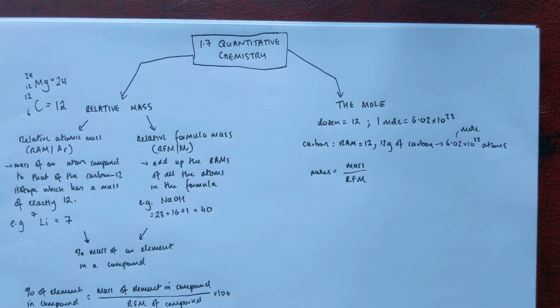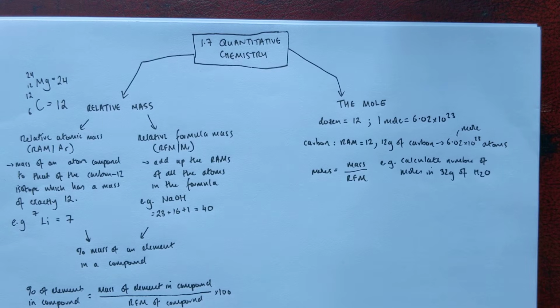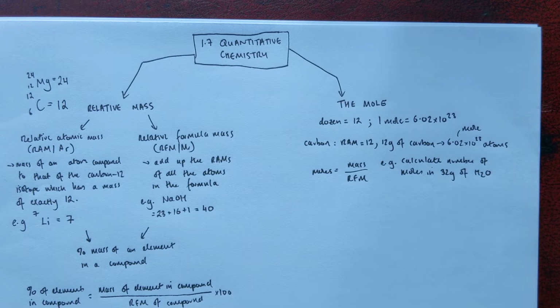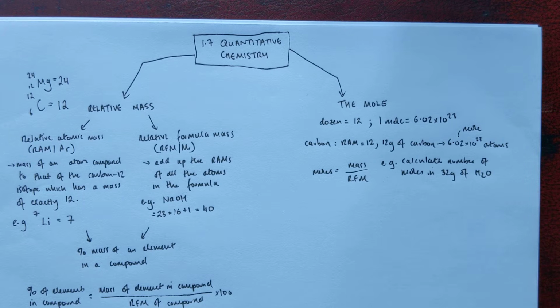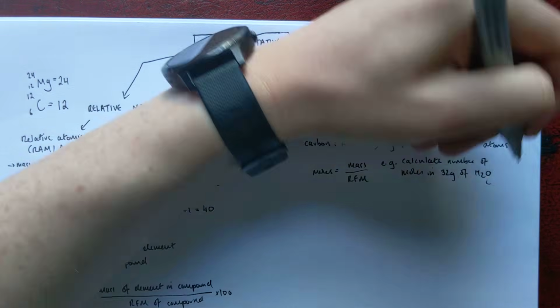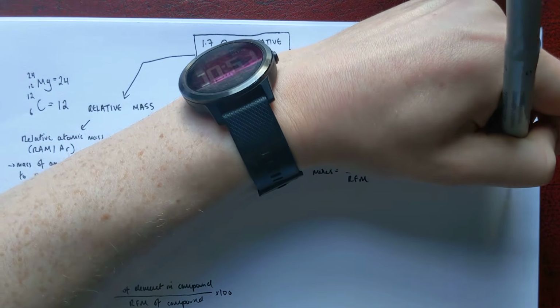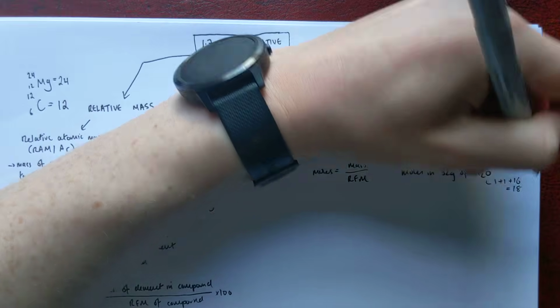So to see that equation used in practice, a question that could come up in the exam is that you might have to calculate the number of moles in a certain amount of substance. So for example, here we're trying to work out the number of moles in 32 grams of water. So we use moles equals mass over RFM. The mass in the question is just 32 grams. The RFM, I need to look at the formula of water, which is H2O. In this case, there's 2 hydrogens and 1 oxygen, so I need to have 2 hydrogen masses, so it goes 1 plus 1 plus 16 equals 18.